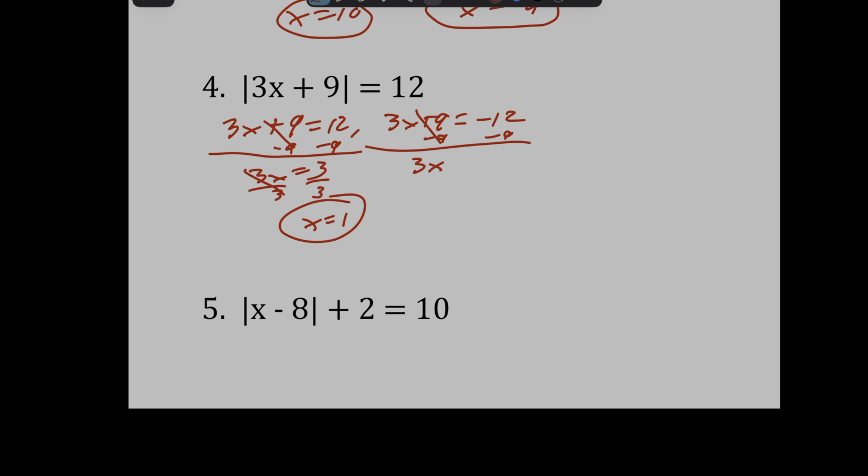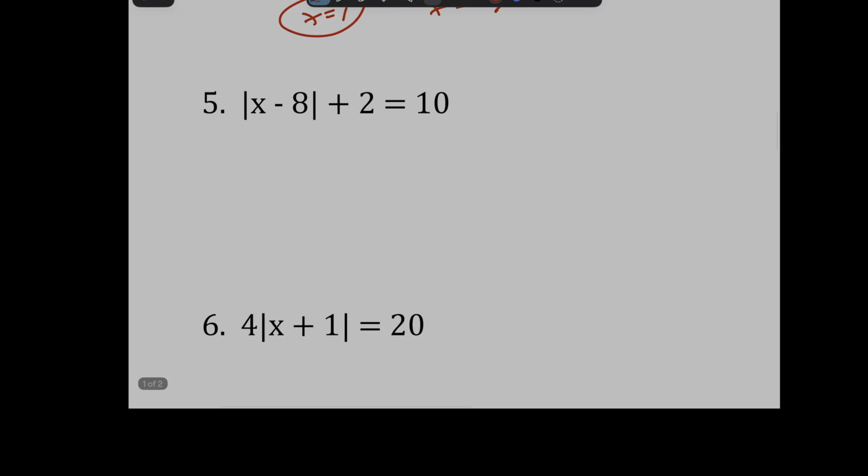Here's the part that you might mess up on, so be careful. Remember, add a line, change the sign, and I'm going to get negative 21. Okay, and once I do that, I'm going to get x equals negative 7. Boink. You can always plug them back in to see if they're right, but they are.